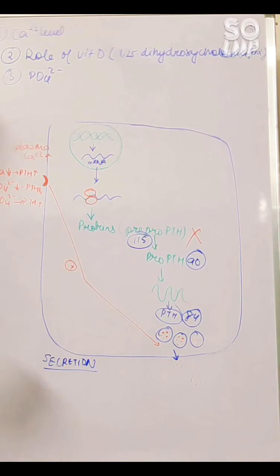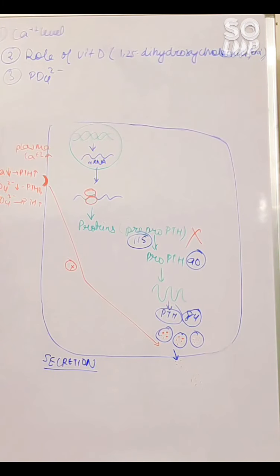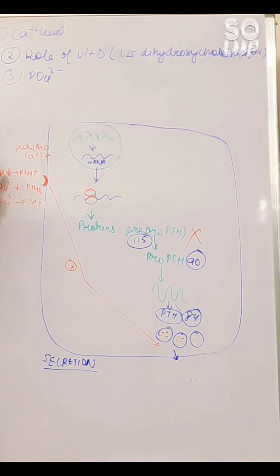And how does this happen? Phosphate lowers the plasma calcium level and inhibits the formation of 1,25 dihydroxy cholecalciferol. Okay. So these are the three factors. There are other factors too.